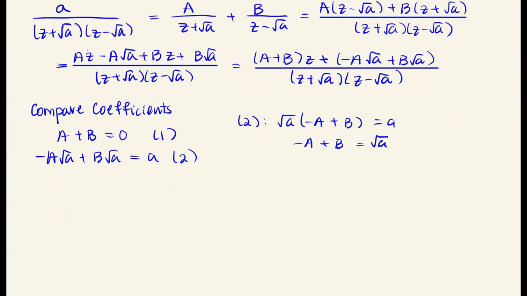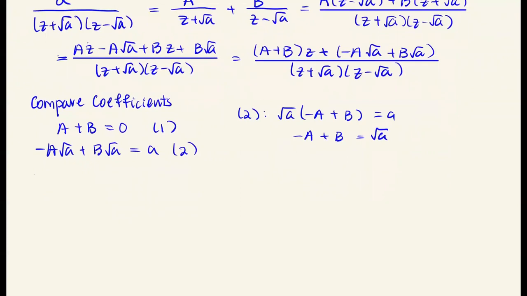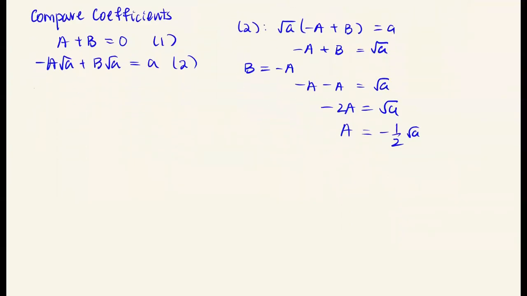Okay. So now what do we have here? We have A plus B is equal to 0, so let me write B is equal to negative A. So what that means is negative A minus A is equal to root a. So negative 2A is going to equal root a. So that's A is equal to negative 1/2 root a. And so that also means that B is 1/2 root a.